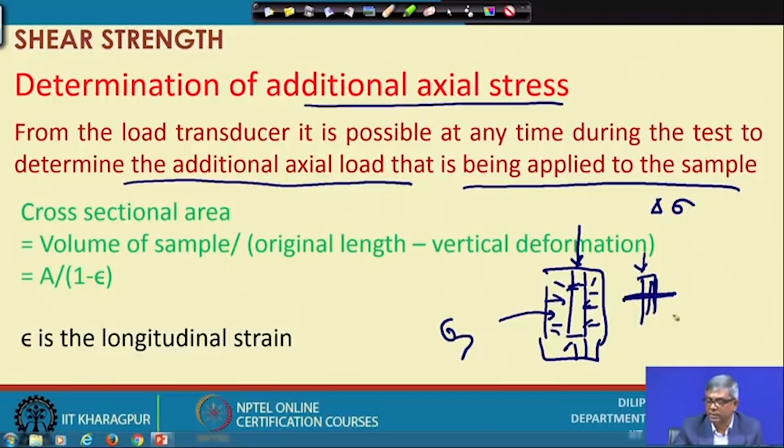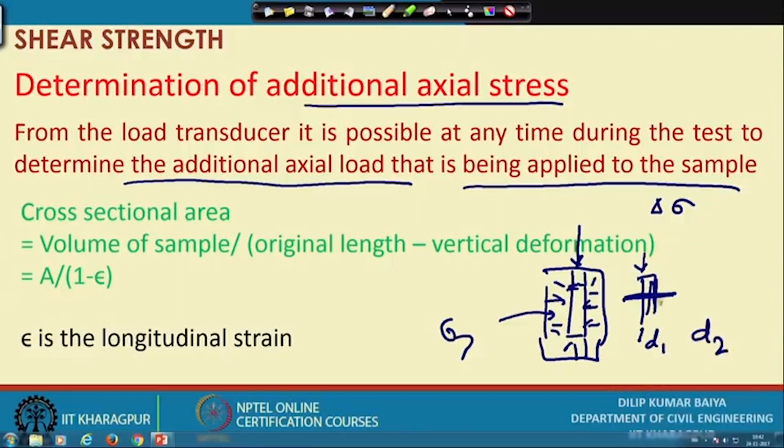suppose initially the diameter was d1 and later on the diameter changed to d2. Now, if I want to find sigma, sigma 1 was some value and now sigma 2 will be the load applied divided by the area with diameter d2. So, that means I have to find out the cross sectional area during the test at different levels of load.